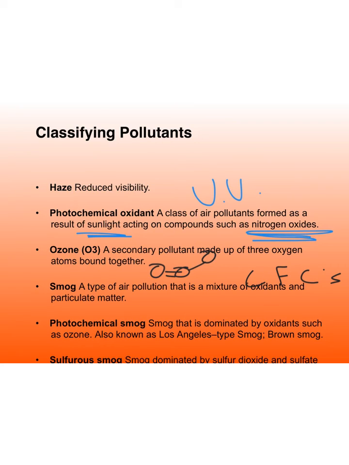Okay, so that's bad. All right, smog, a type of air pollution that is a mixture of oxidants and particulate matter. This has effects on human health. Photochemical smog is dominated by oxidants such as ozone, and this is known as the Los Angeles type of brown smog. Sulfurous smog, on the other hand, is sulfur dioxide and sulfate, and this is gray, or London, smog.